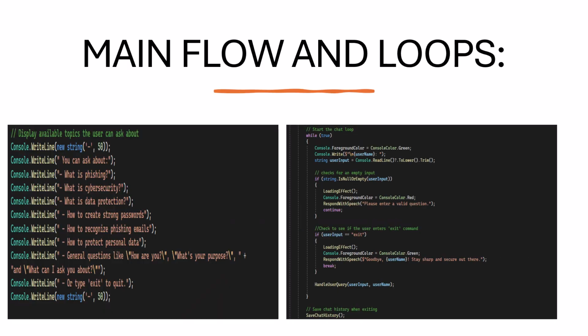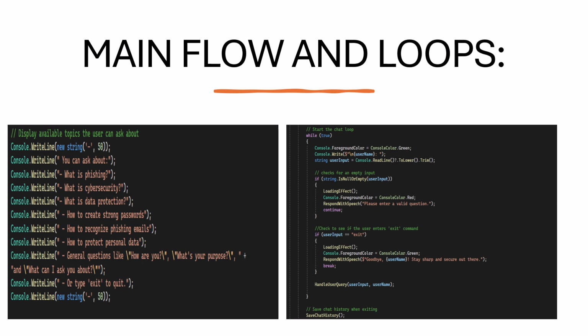Main flow and loops. The chatbot then displays a list of available cybersecurity topics and example questions that the user can ask. It encourages interaction by allowing users to type questions or general chat prompts. The main chat loop listens for user input, validates it, and responds accordingly using both text output and speech synthesis. If the user inputs an invalid or empty query, the chatbot politely requests a valid question. When the user types exit, the chatbot says goodbye and ends the session.